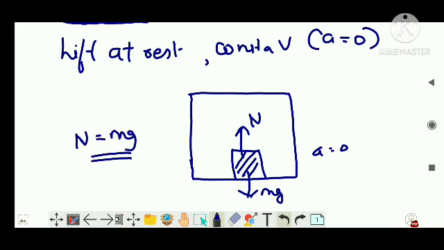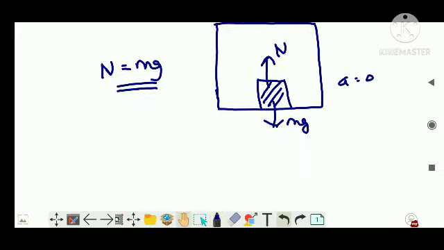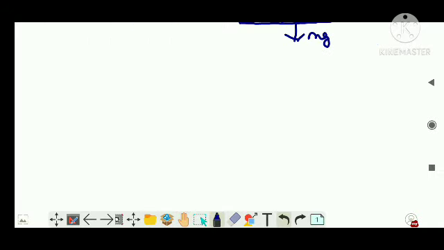Simple, not at all twisted. Now let's move on to the next case. When the lift is moving up, that is case 2, lift moving up.